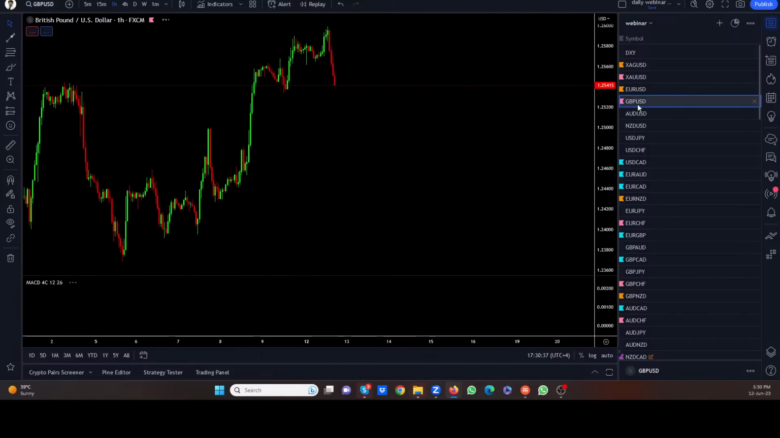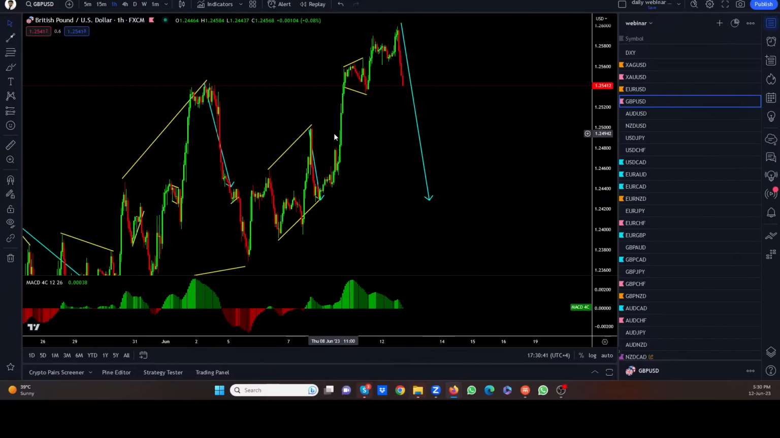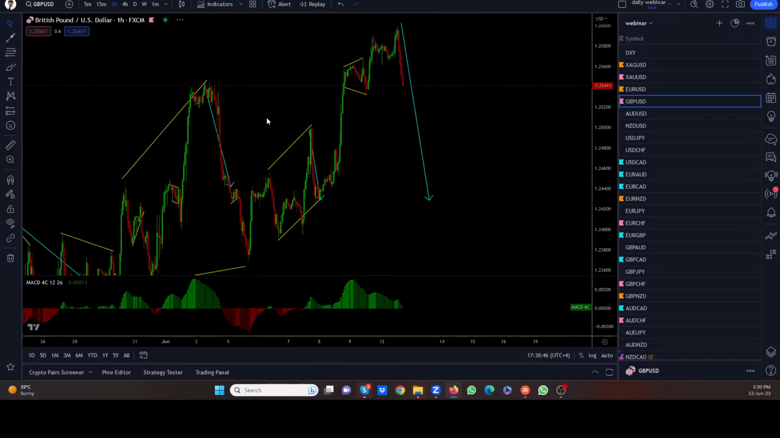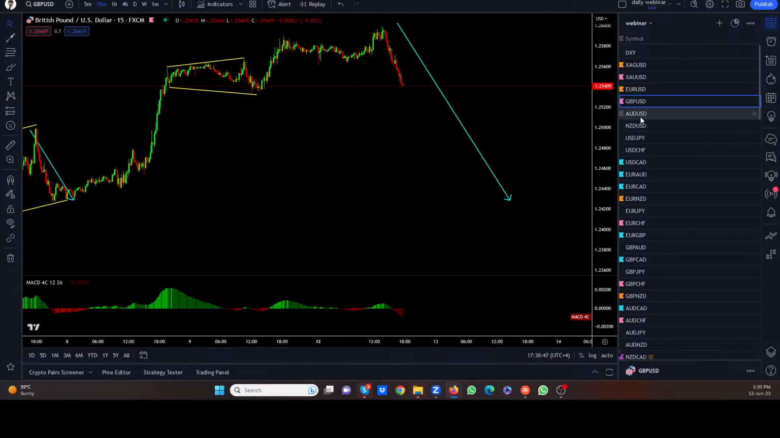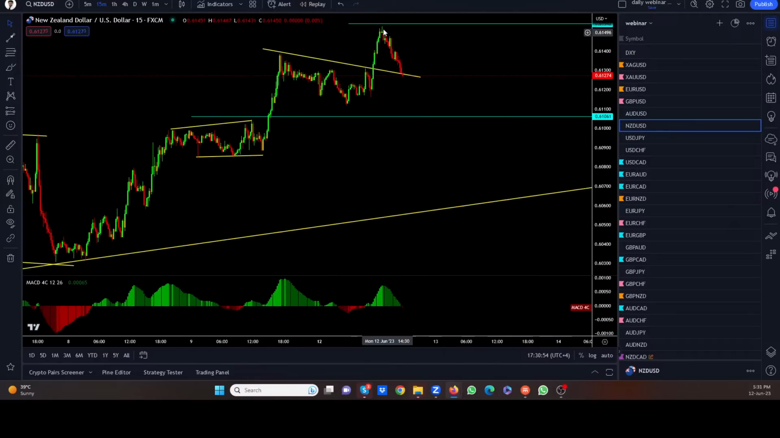Pound, wait for a flag. This looks like it's moving really fast. I wouldn't like the idea of jumping in without a flag, so wait for a 15 minutes flag, take the trade. Aussie, wait for a flag. New Zealand, wait for a flag. If you get a flag, sell it.